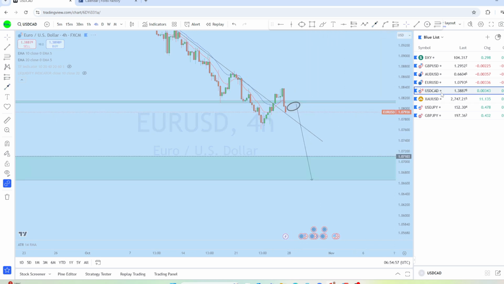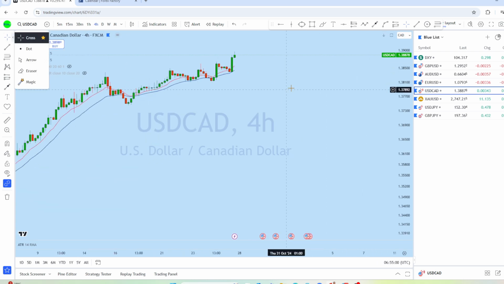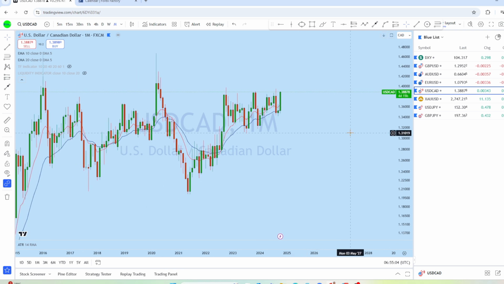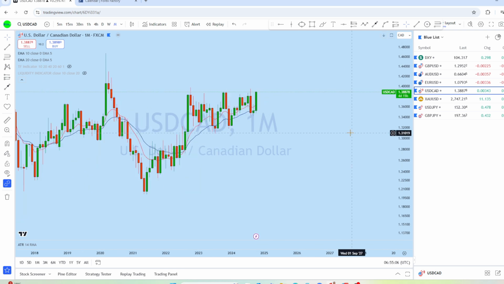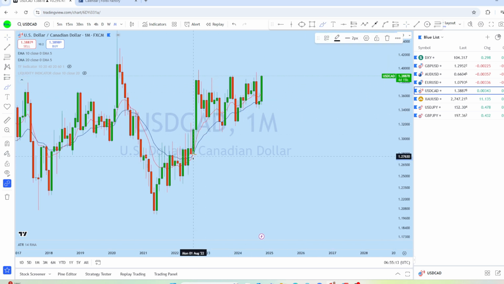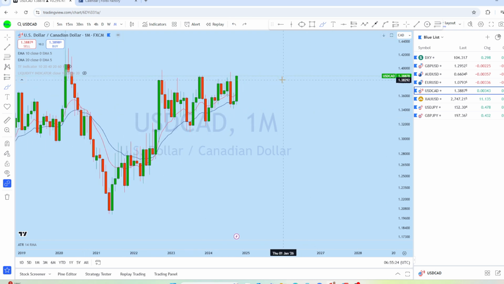Now let's look at dollar CAD and let's see what kind of opportunity we have. Looking at the monthly chart on dollar CAD, we can see that from the monthly, dollar CAD is also bullish at the moment. If we look at the monthly overall picture, we saw that there was a pole here and quite a few months of consolidation in this area, which formed a cup and handle pattern.